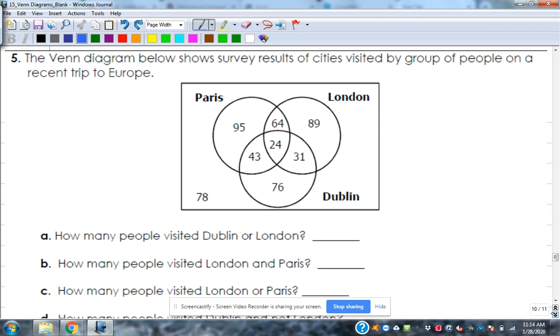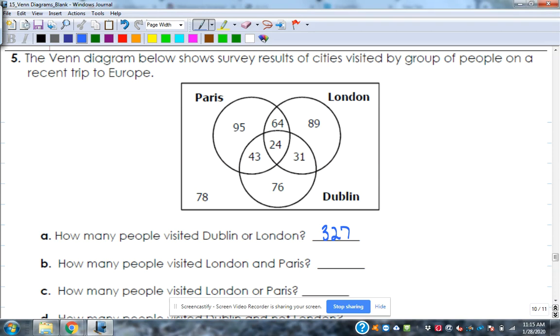All right. Again, a 3-circle Venn diagram. Paris, London, and Dublin. We're dealing with results of cities visited by a group of people on a recent trip to Europe. So A part says, how many people visited Dublin or London? Dublin or London. So you're adding up anything that's in a circle except for which number? Except for 95. So add all those up. 327. That's what I got there.